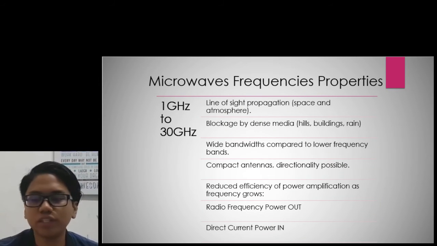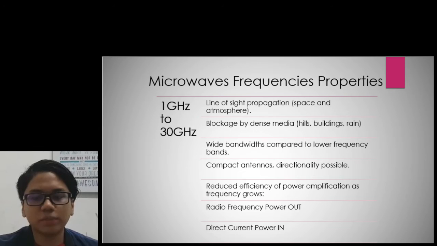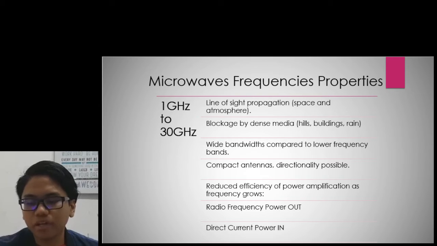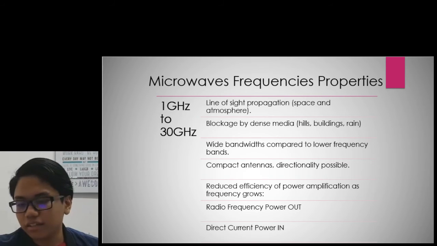The microwave frequency properties are from 1 GHz until 30 GHz. They include line of sight propagation, space and atmosphere, blockage by dense media, wide bandwidth compared to the lower frequency bands, compact antennas, directionality possibility, and reduced efficiency of power amplification, radio frequency power out, direct current power in.